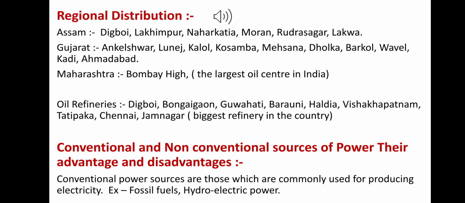Now we discuss the regional distribution. Petroleum is found mainly in Assam, Gujarat and Maharashtra. Okay, in Assam it is found in Lakshmipura, Naharkatia, Moran, Rudrasagar. Okay, and Gujarat accounts for at least 19% of the total output, and it is found in Ankleshwar, Lunej, Kolal, Kosamba, Ahmedabad, and places of this type.